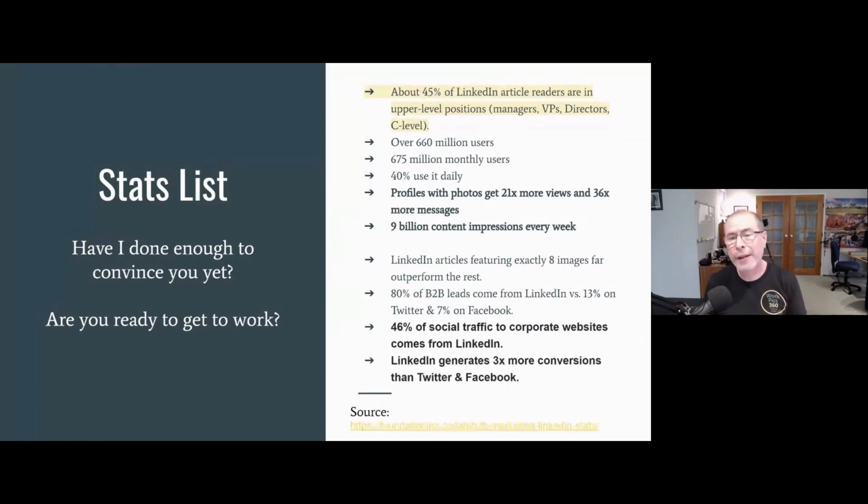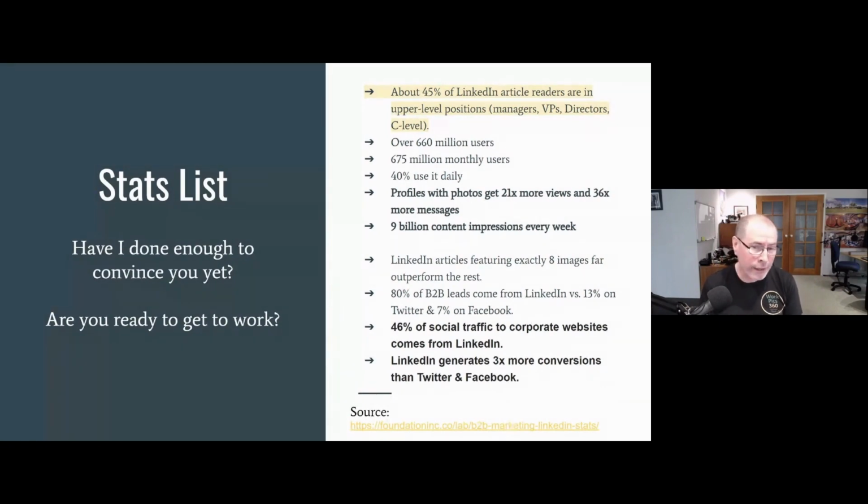But before we go down that path, you have to make sure that your own profile, and your clients' or prospective clients' profiles, are looking really good. If you look at that bullet point that says profiles with photos get 21 times more views and 36 times more messages, it gives you an idea of how important photography actually is in LinkedIn.